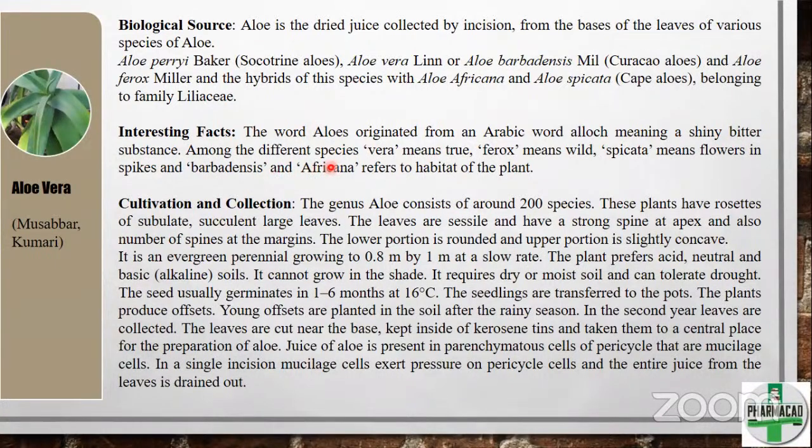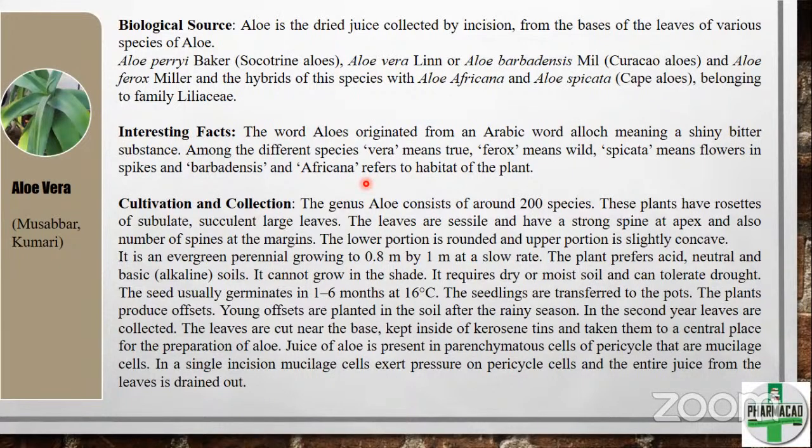Now among the different species, what does vera mean? True. Ferox means wild. Spicata means with spikes, flowers and spikes. And barbadensis and africana refer to the habitat of the plant. Habitat, that is, the geographical source of the plant. So you're getting it. This refers to nothing but the geographical source of the plant.